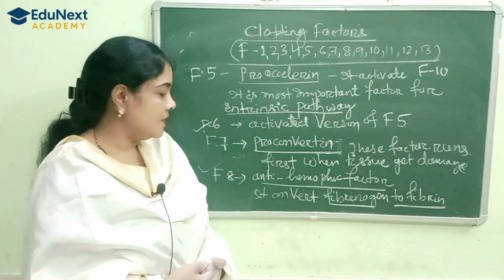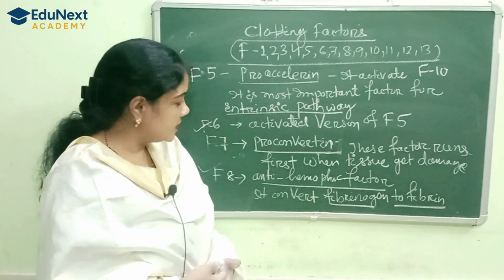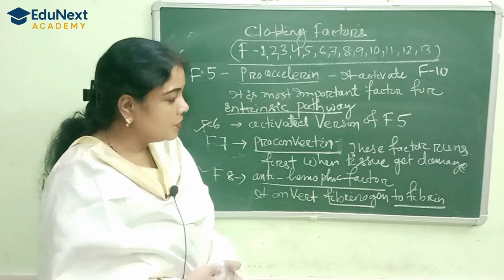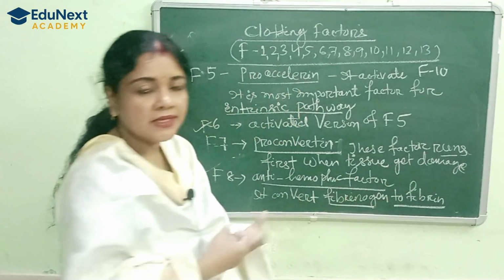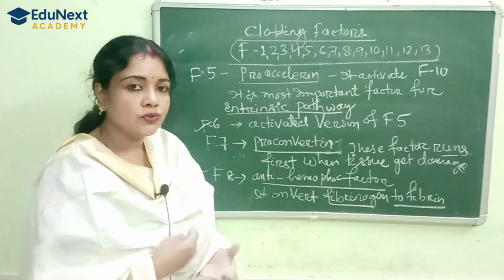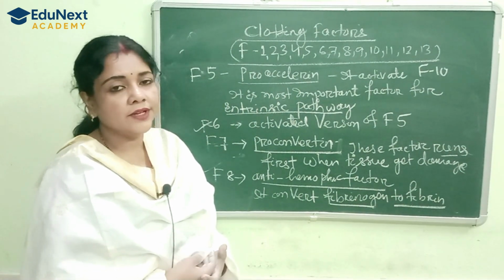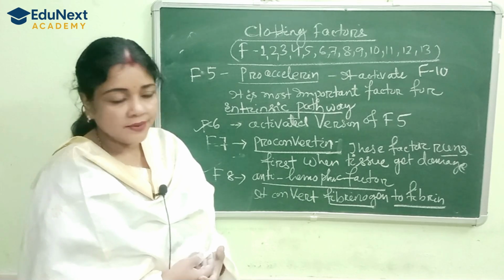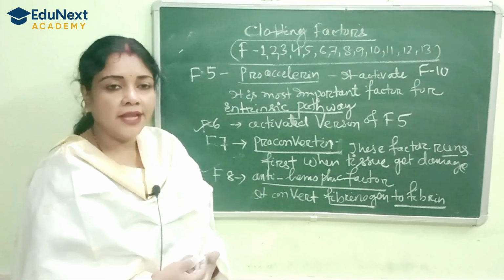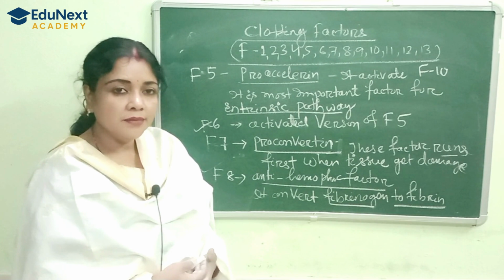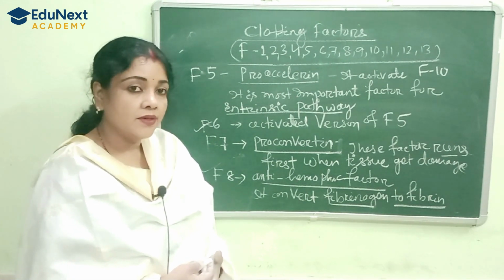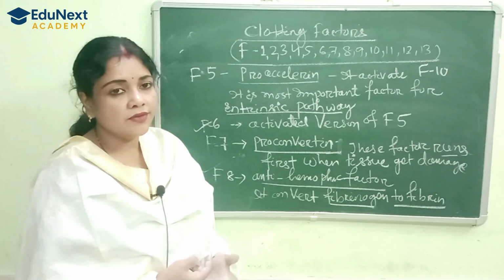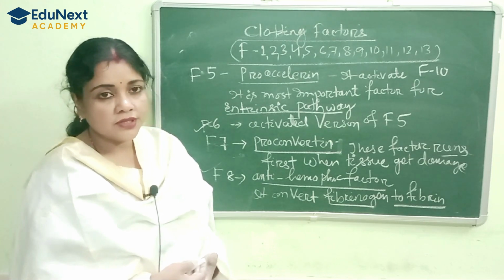Next one is clotting factor 7. It is known as proconvertin. This factor runs fast. That means it will run to that area fast whenever a wound or cut happens. And clotting factor 8 is very very important. Remember this clotting factor, clotting factor 8. In most examinations you are going to find questions on it.